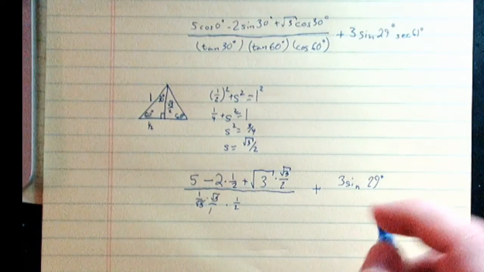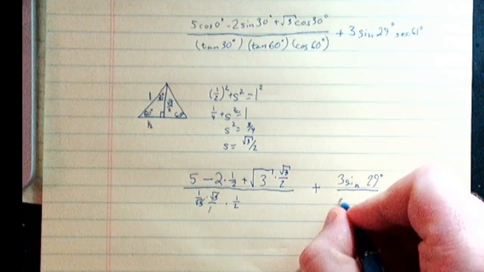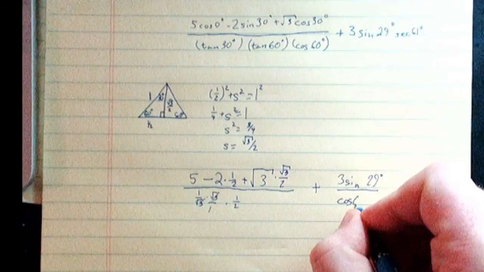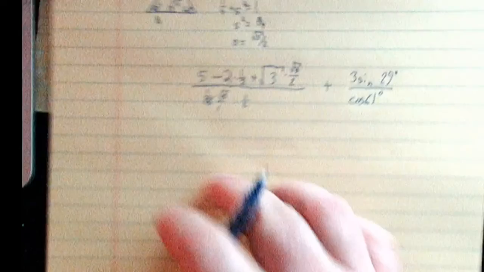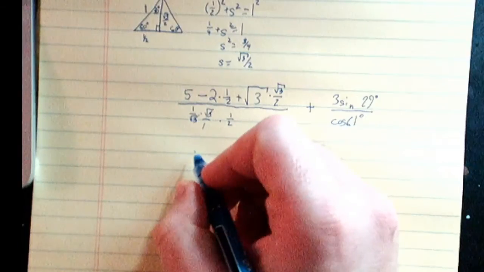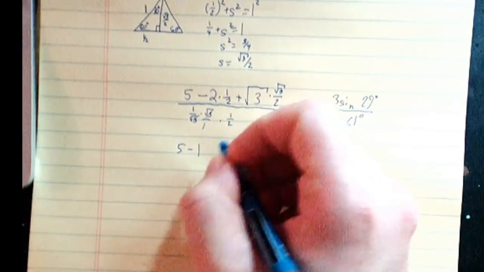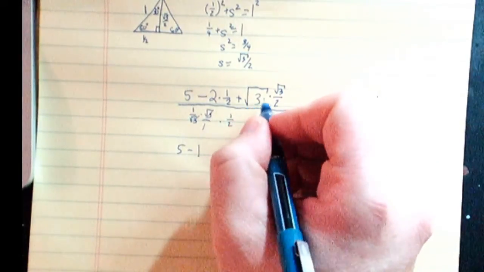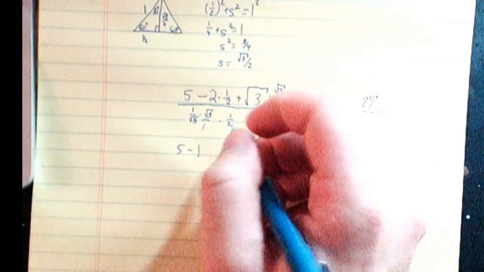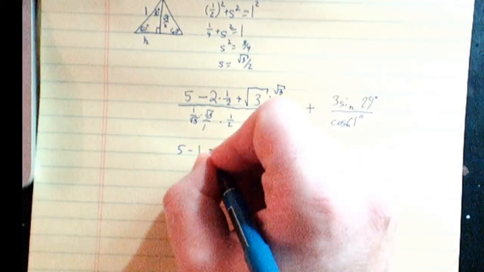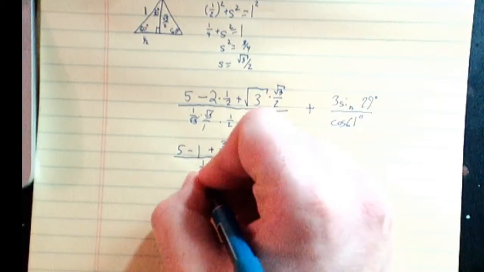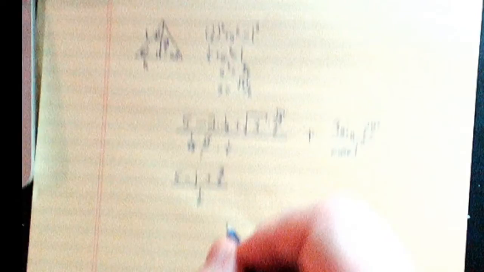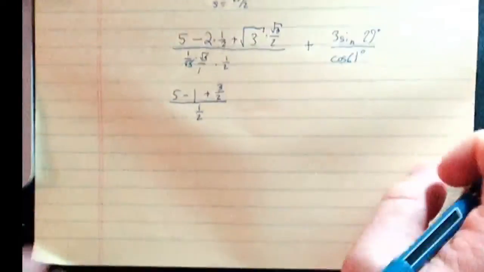So over here, we'll just write the secant as 1 over cosine. So this is going to be a bit trickier. We have to sit and think about what we're going to do there. Let's finish this bit over on the left where things are easy. Here we've got 5 minus 1 plus we have the square root of 3 times the square root of 3, which is just 3 over 2, so plus 3/2 divided by 1/2. So that's all nice and simple. What do we do with this thing over here?